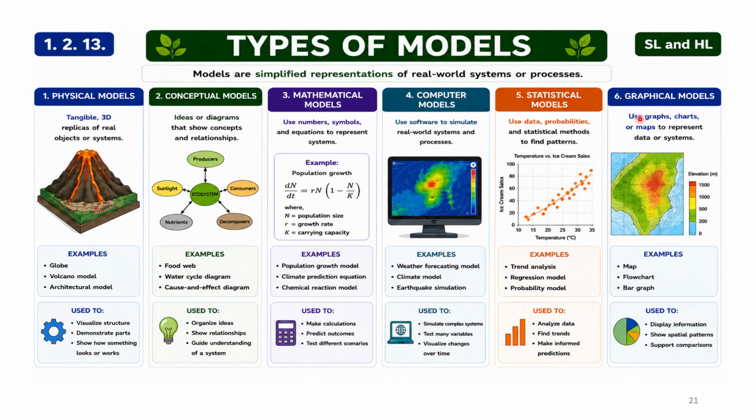Finally, graphical models present information visually through graphs, charts, or maps. Topographic maps, climate graphs, and pollution maps help scientists recognize spatial patterns and compare environmental data. Together, these complementary models improve our understanding, prediction, and management of environmental systems.